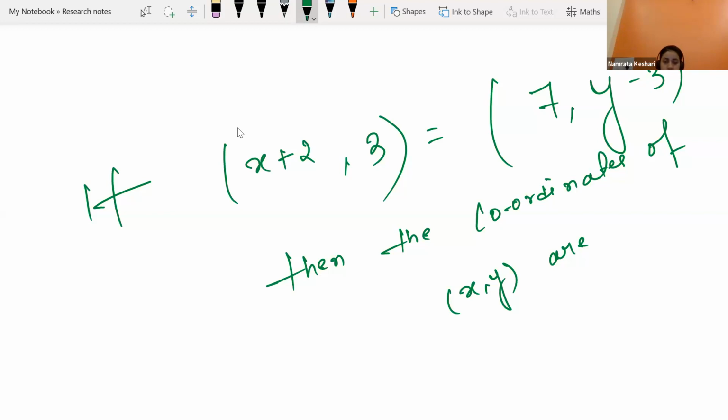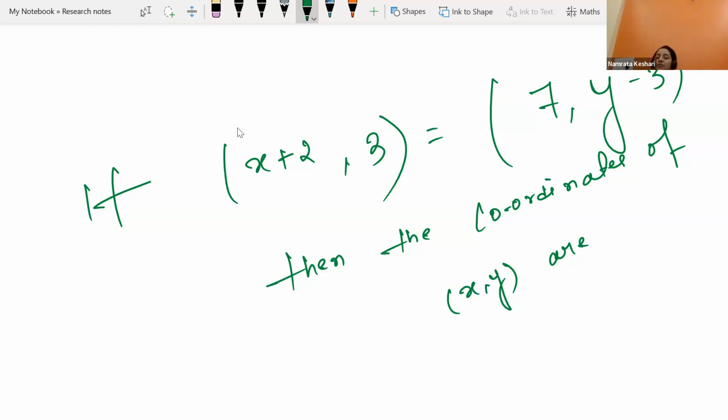Understand the question? Yes, what you got, Tejas? X and Y. I did not understand this question. Okay, we'll be doing it. Yes, Sazia, Safia, are you getting it? Farhan? Ma'am, the answer is 5, 6. Okay, we will check.